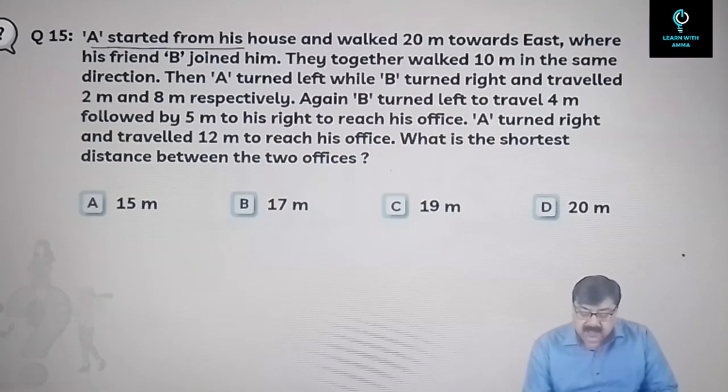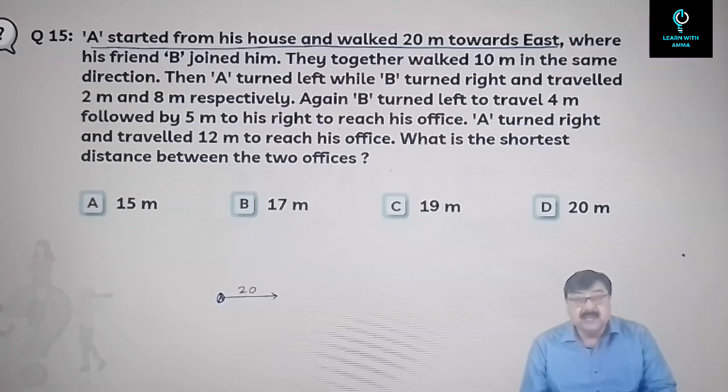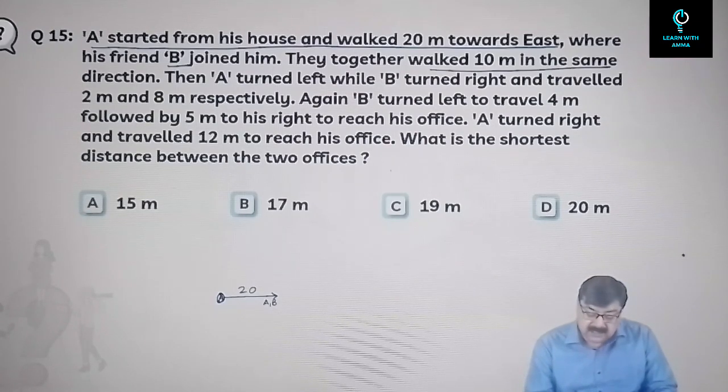A started from his house and walked 20 meters towards east. Let's do it. So this is, let us say, A's house initially, and A walks 20 meters towards east, where his friend B joined him. So now this is where we have both A and B. They together walk 10 meters in the same direction. Now once again, another 10 meters in the same direction.